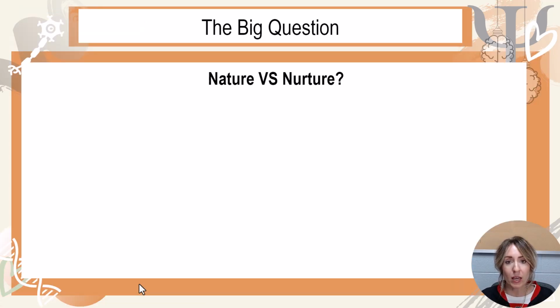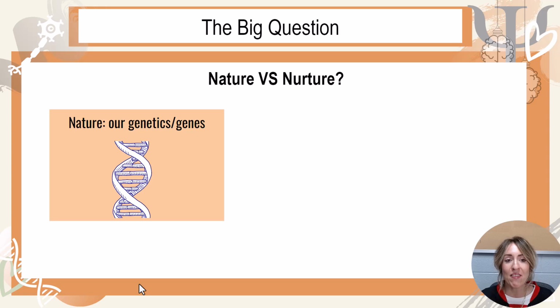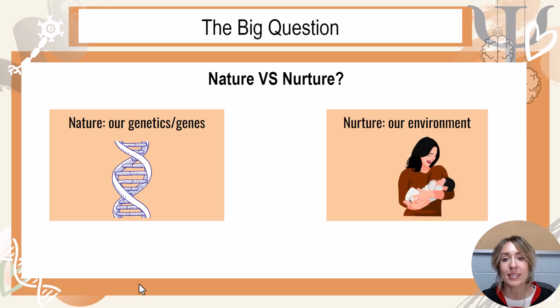So when we are talking about heredity and environment, the question that we always hear is nature versus nurture. So is it nature that causes us to act the way that we are, and that's our genes, our genetics, our heredity, what's passed down from our parents? Or is it nurture? And this would be our environment.